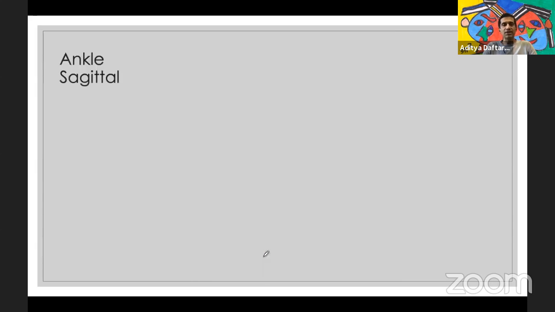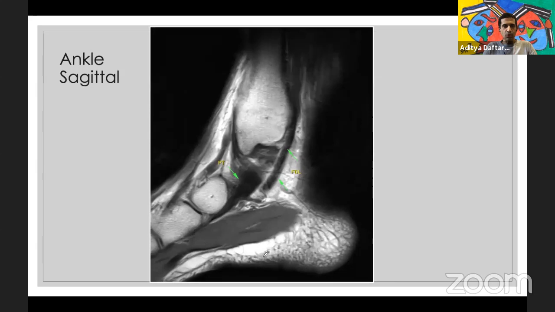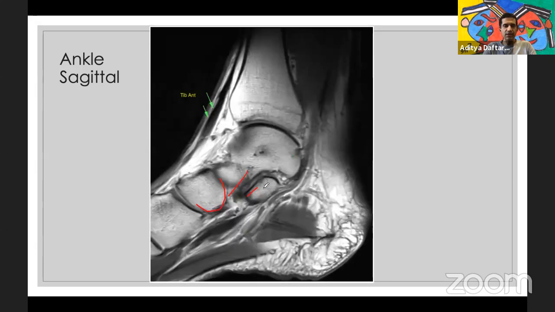Okay. On the sagittal images, as we start more medially, you can see the posterior tibial tendon here, which is this black band of tissue, and you can see it connecting here to the navicular. So this is the posterior tibial tendon. This is the flexor digitorum longus tendon a little bit more posteriorly. As we keep coming forward, again, anteriorly, you'll see the tibialis anterior tendon here.